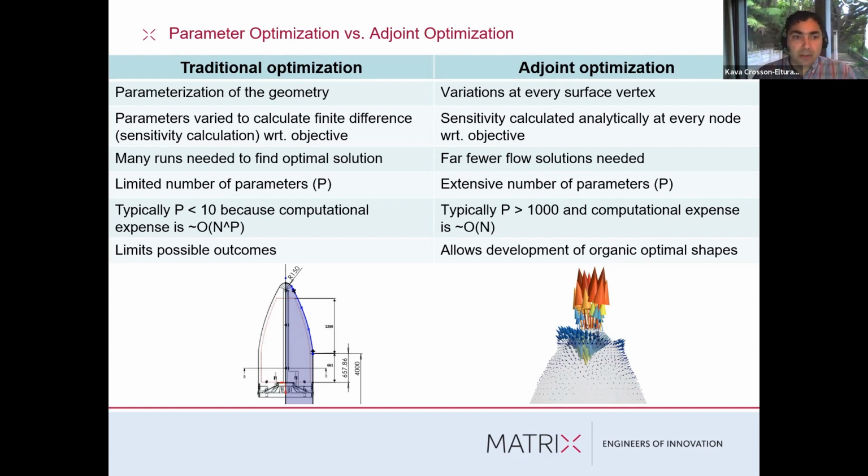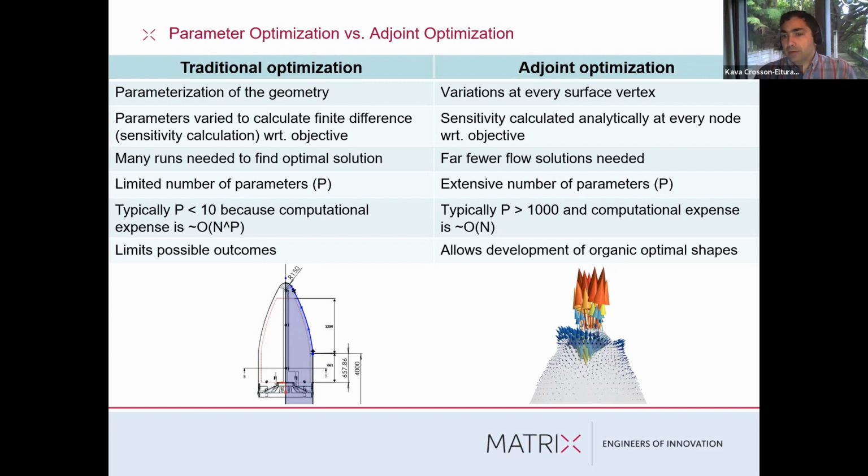Depends on the package. But typically the number of free parameters is limited, typically less than 10, because the computational expense goes up exponentially with the number of parameters. And so that limits the possible outcomes of the geometry as well. Not just because you have few parameters, but because you're guessing which parameters are important. You're not really letting the solver tell you where to go.